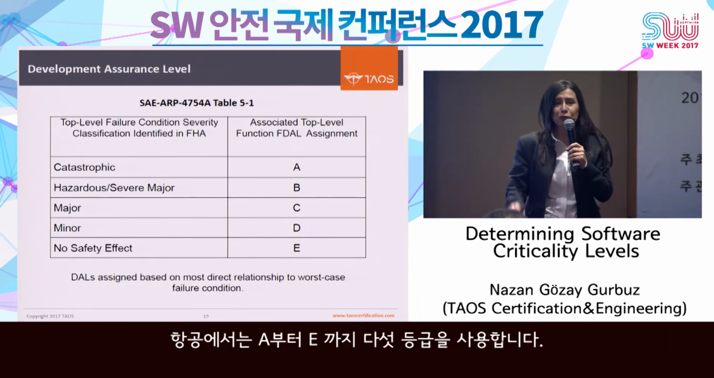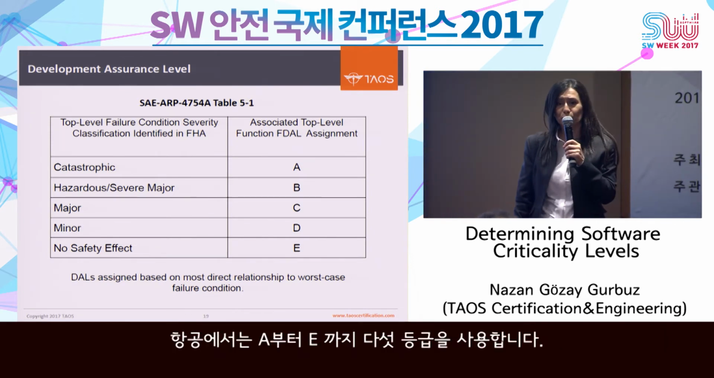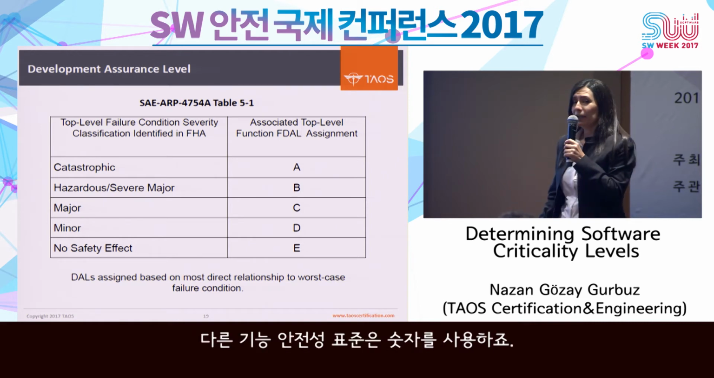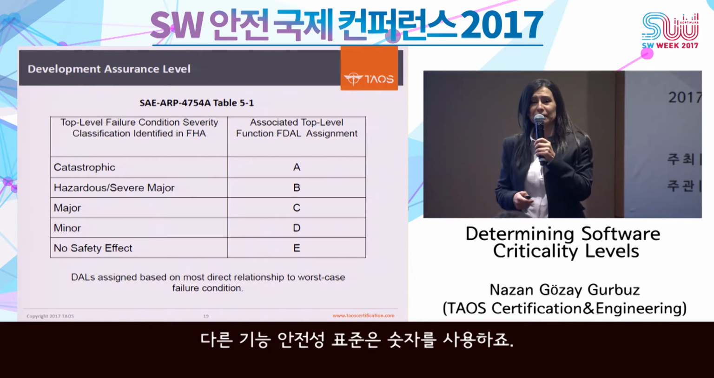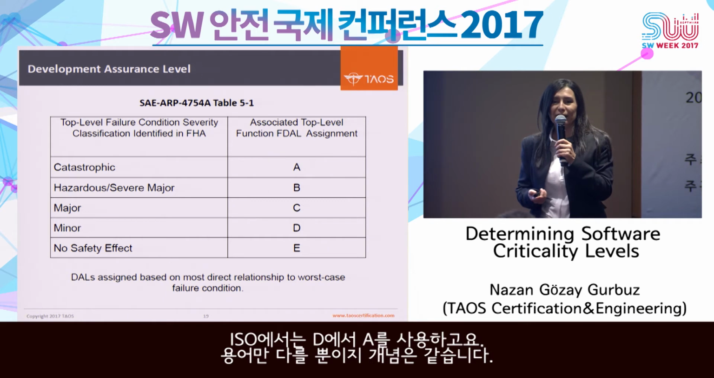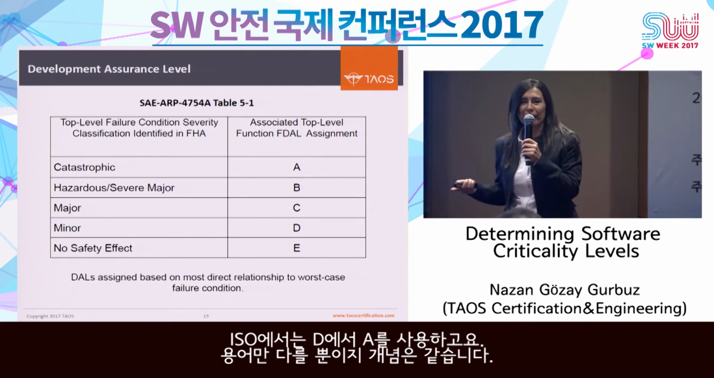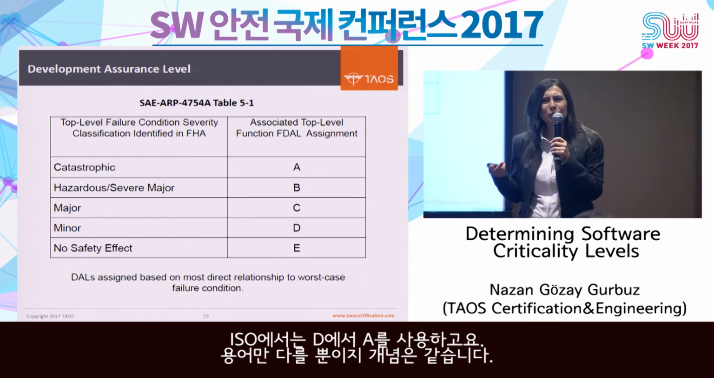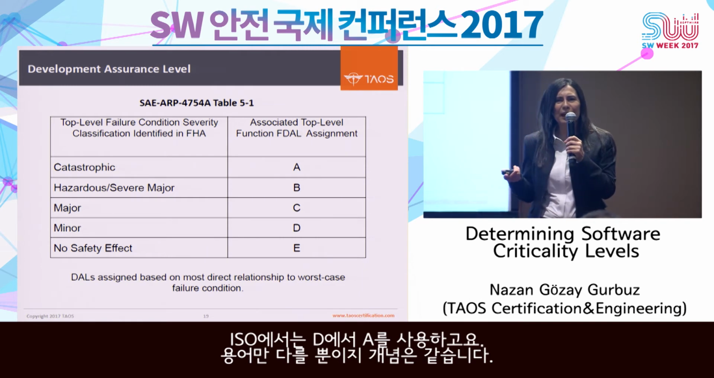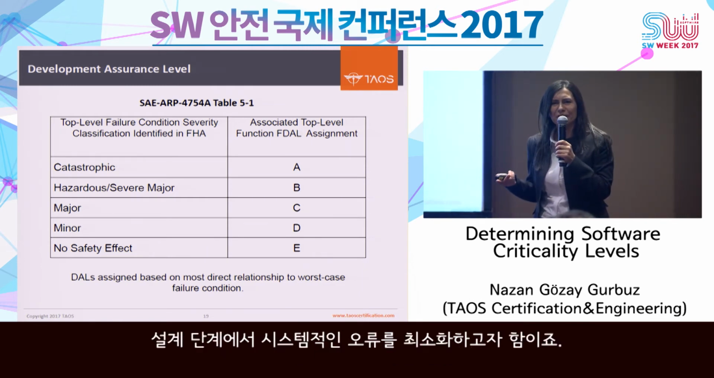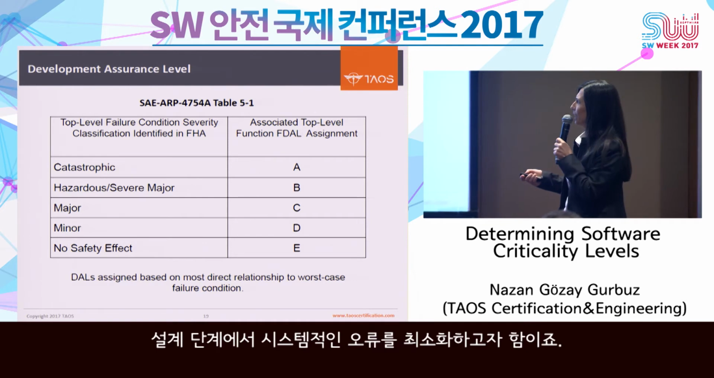In aviation, we have 5 levels from A to E. In other functional safety standards, they use numbers, and ISO uses D to A. I mean, the terminology is different, but the idea is the same: mitigate those systematic errors and failures in the design.